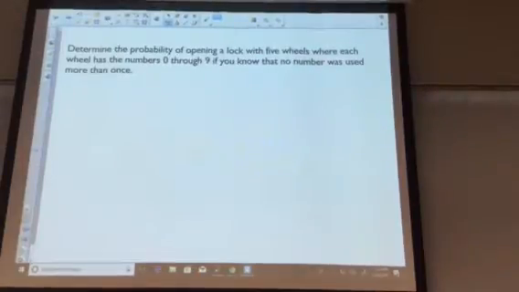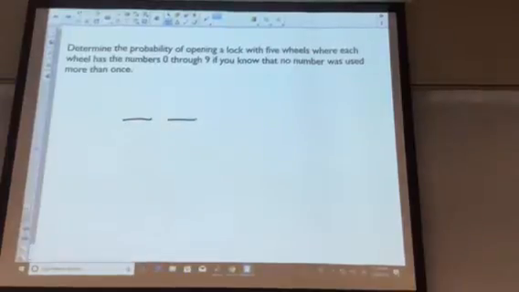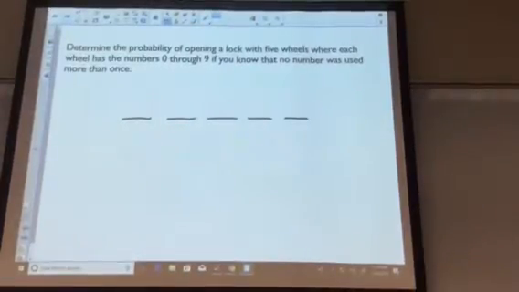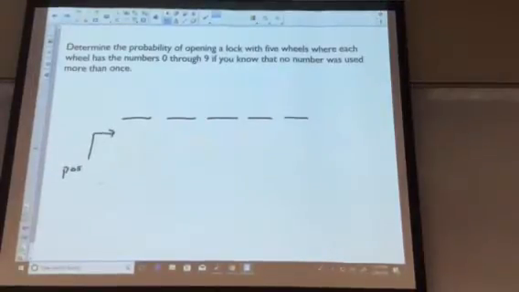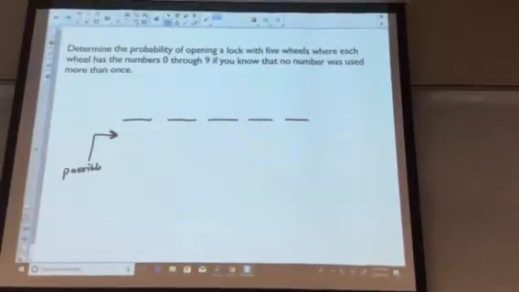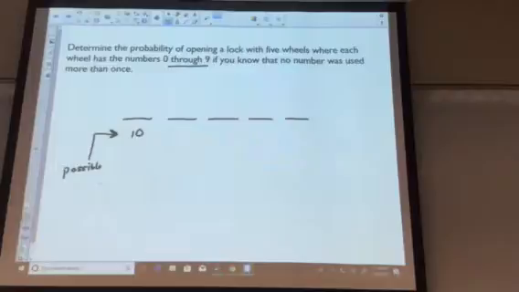Simple event, compound event. Compound, because you have to dial in how many letters or numbers? 5. So there's digit 1, digit 2, digit 3, digit 4, digit 5. How many possible letters or numbers, excuse me? For the first digit of the code? 10. 0 through 9? 10. Excuse me, down here. How many of those are correct?